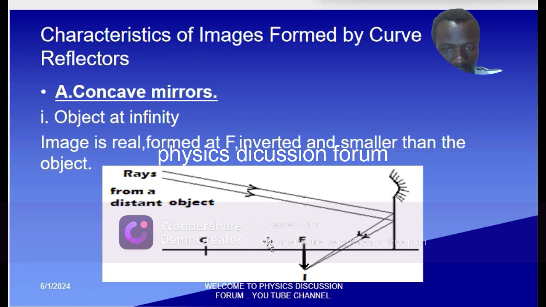Considering and comparing the size of the image and the object, we can find the properties. So the first one, the image is real. It is formed in front of the mirror. Second, the image formed at F is inverted. You can see it is upside down. Then it is diminished, or smaller than the object.